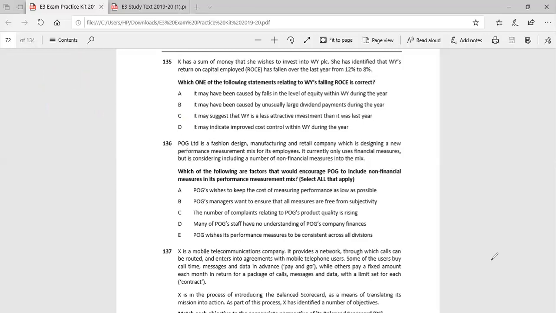POG Limited is a fashion design, manufacturing and retail company which is designing a new performance measurement mix for its employees. It currently only uses financial measures but is considering including a number of non-financial measures into the mix. Which of the following are factors that would encourage POG to include non-financial measures in its performance measurement mix? Select all that apply. How many, we do not know.